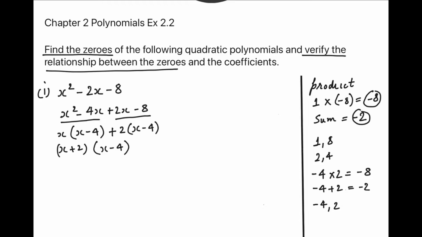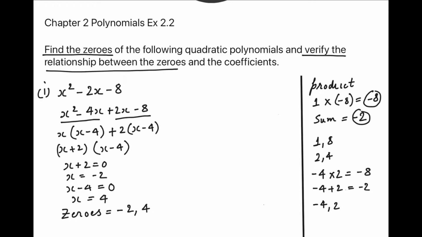Now in order to find the zeros, we'll put each of these factors equal to 0. So if we put x plus 2 equal to 0, then we'll have x is equal to minus 2. Similarly, if we put x minus 4 equal to 0, then we'll have x equal to 4. So now we have found the zeros as minus 2 and 4. So these are the two zeros of the polynomial. Now we need to verify the relationship between the zeros and the coefficients of the polynomial.